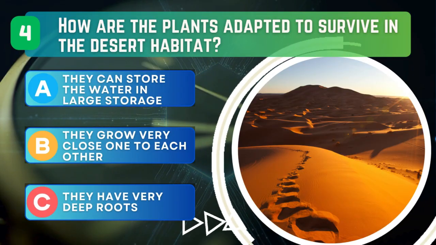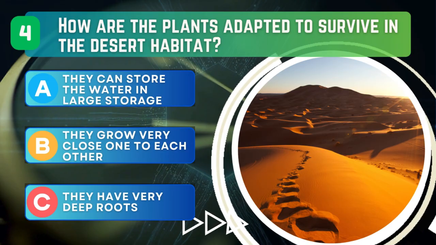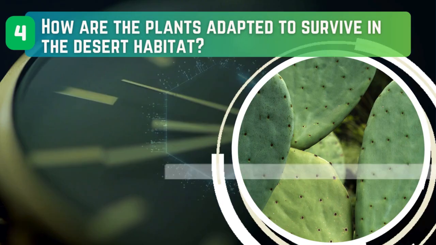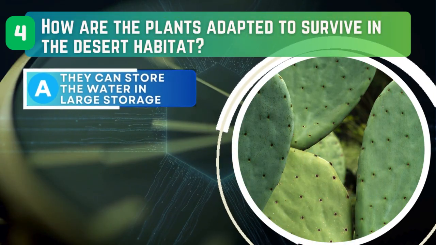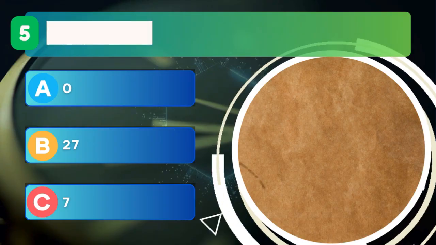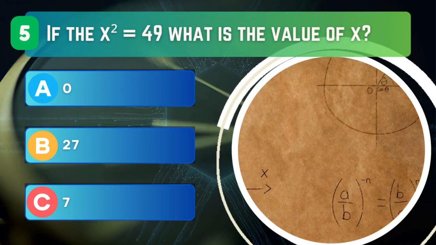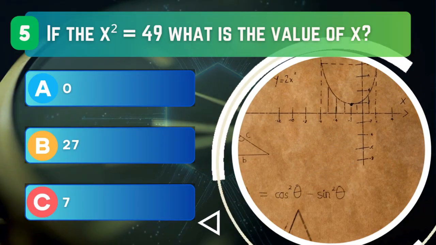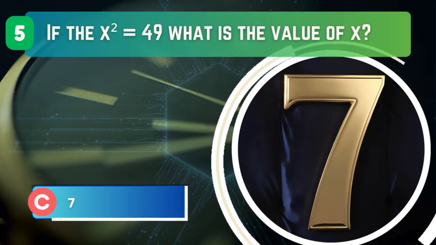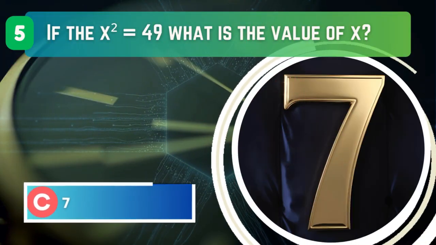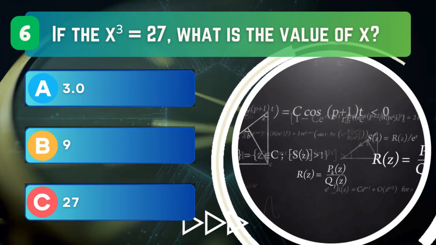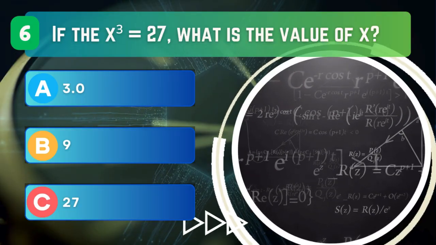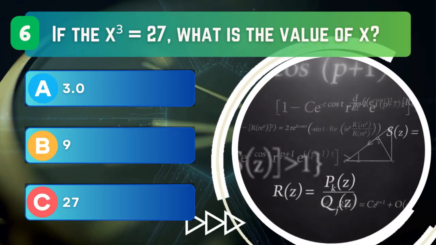How are the plants adapted to survive in the desert habitat? They can store the water in large storage. If the x squared equals 49, what is the value of x? Seven. If the x cube is equal to 27, what is the value of x? 3.